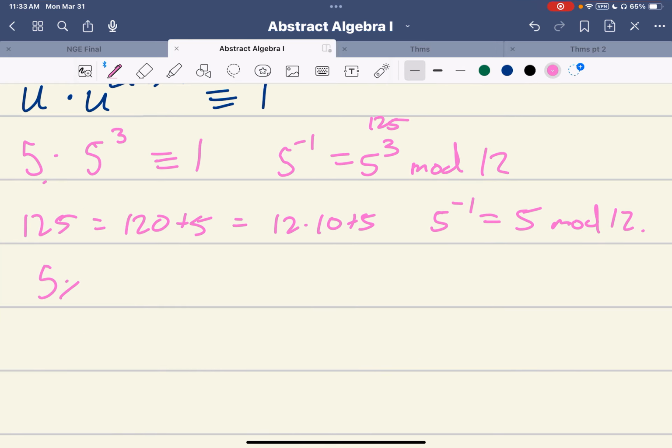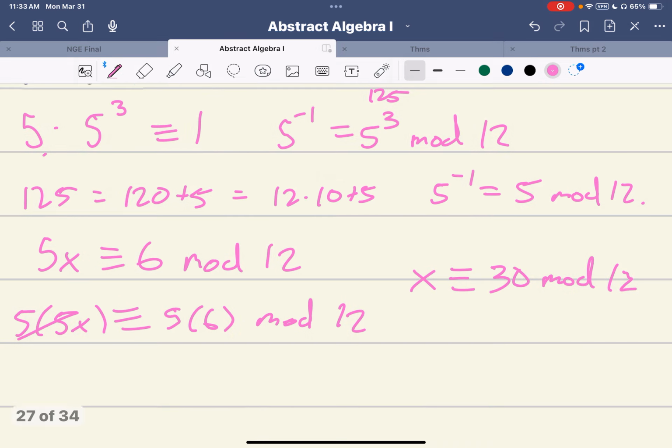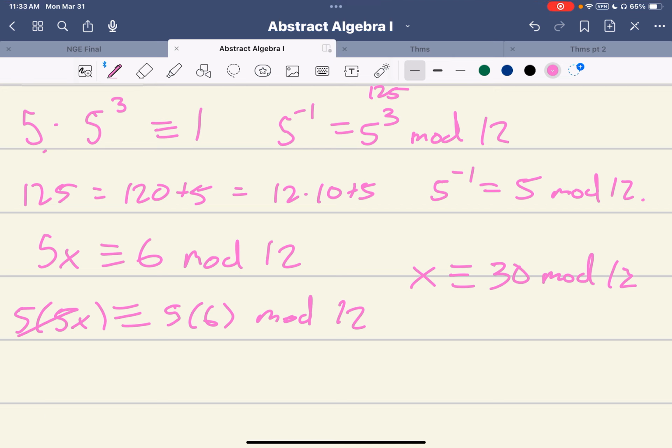We have 5x is equivalent to 6 mod 12. If I multiply by 5 on the left side of both of these, these two fives will cancel and I'll get x is equivalent to 30 mod 12. Let's simplify this. What is 30 mod 12? If you divide, there's 24 plus 6. So x is equivalent to 6 mod 12.